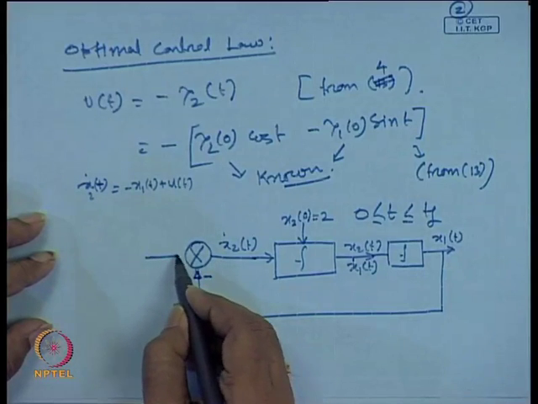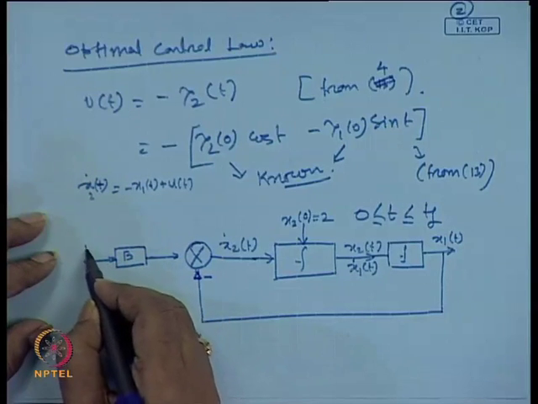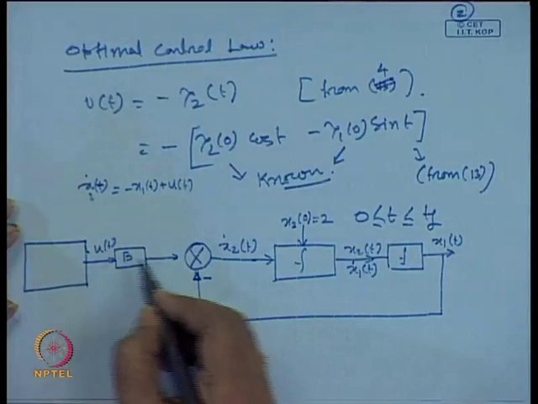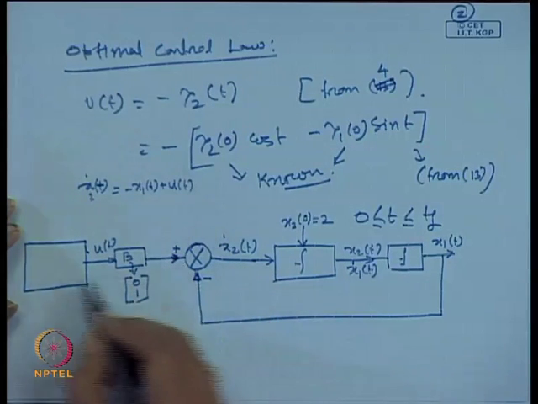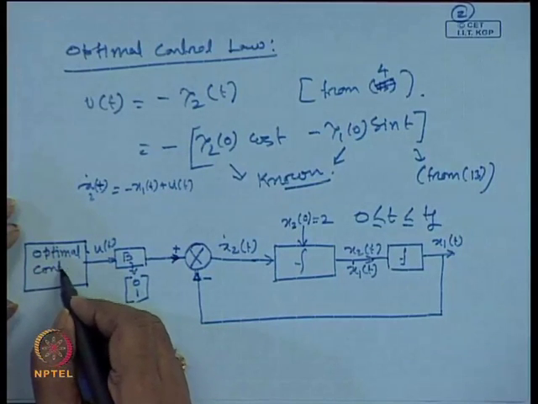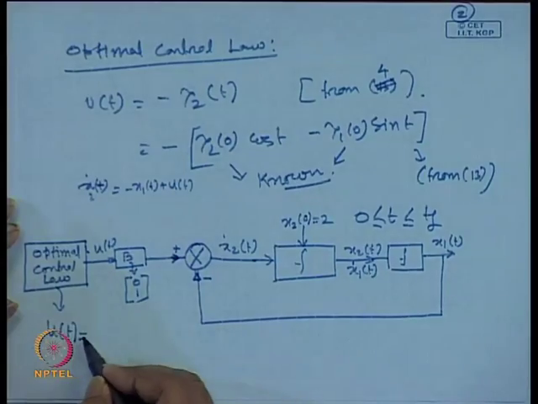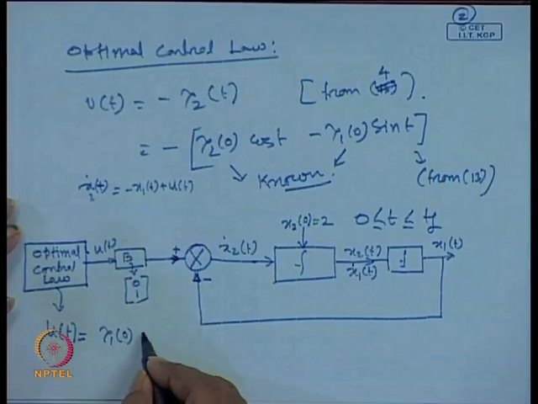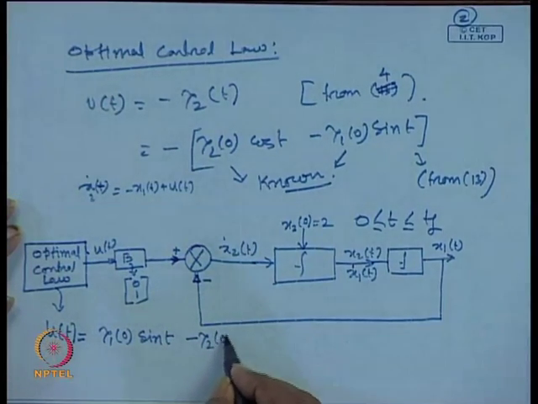There is another, this is our B and this is our u star, and where is u star coming from? This is u of t and this is B, B is in our case 0 1. And what is this? This is our optimal control law. And what is this expression? u of t is equal to, just now we have seen it, lambda 1 of 0 sin t minus lambda 2 of 0 cos t.